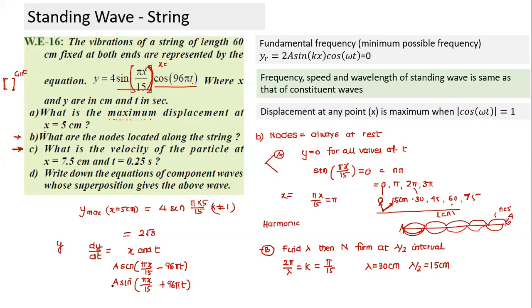These are the two constituent waves. When we write the constituent wave, this term gives the k value, this gives the omega value, and the amplitude of each wave is half of the resultant amplitude.